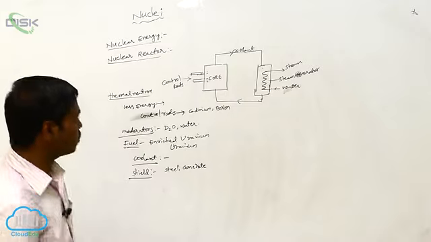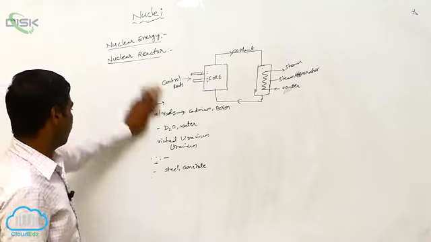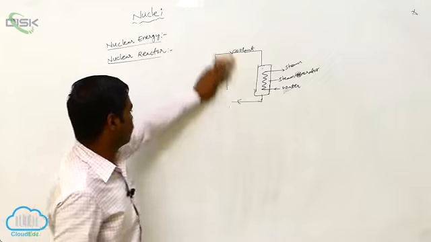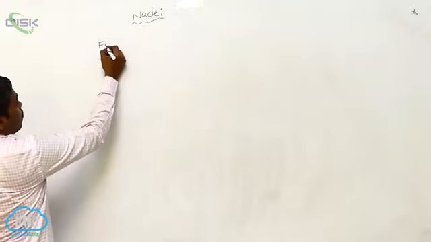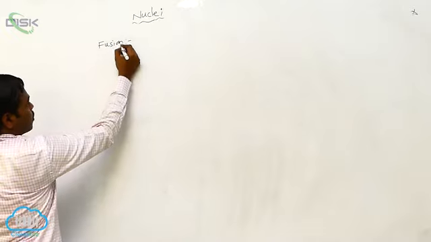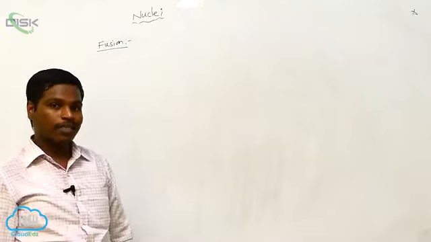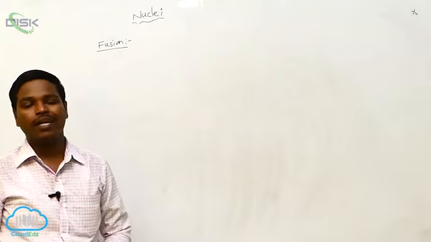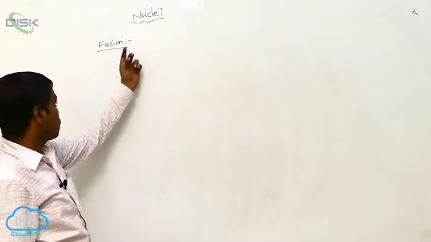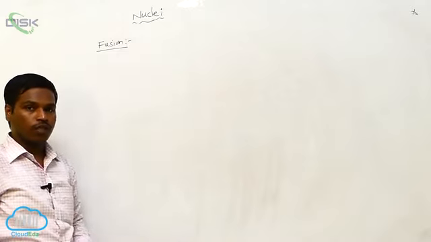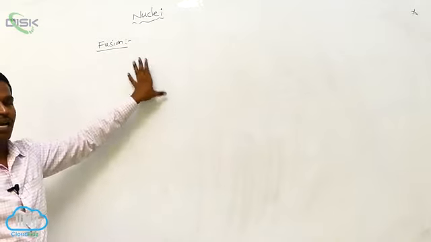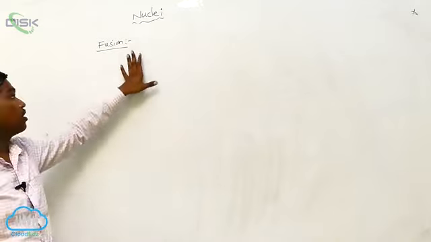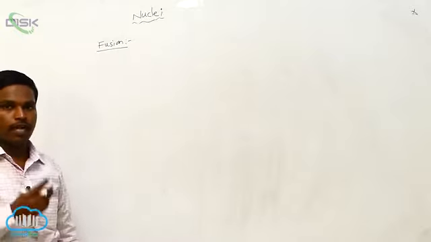Now, fusion process. In this fusion process, the smaller nuclei combine to give bigger nuclei and also release the energy. The smaller nuclei combining to give the larger nuclei, and also a large amount of energy is released. This is called fusion reactions.